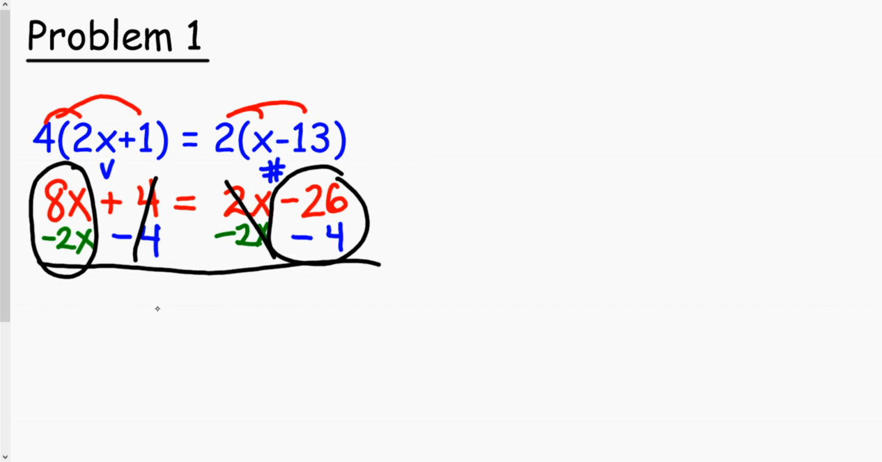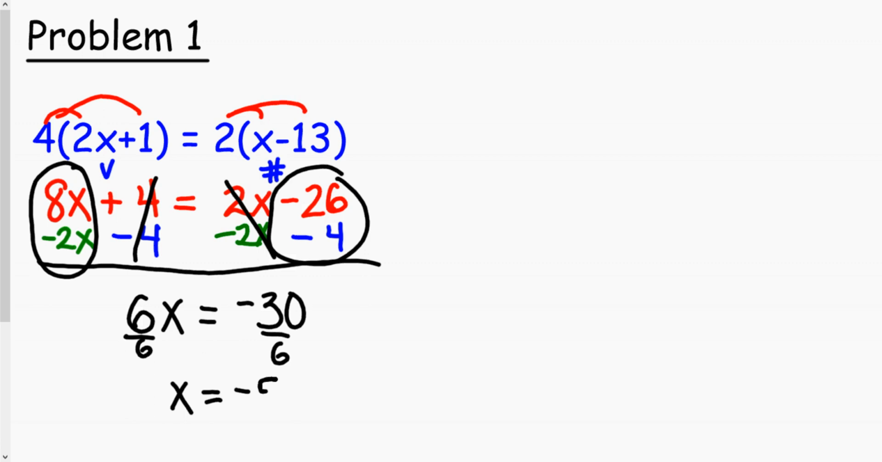8x minus 2x is 6x equals negative 26 minus 4 is negative 30. Now I simply divide both sides by 6 and solve the equation to get x equals negative 5. Alright, we took a complicated problem in the beginning, did a little distributing, and then solved the equation using the method that you learned in a previous lesson. I taught it, not you.